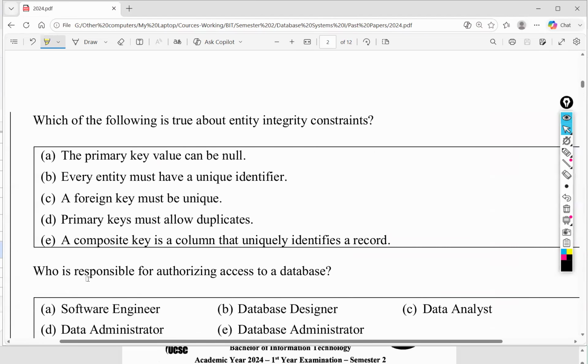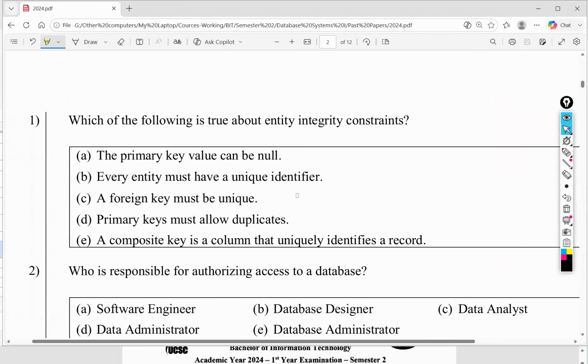Which of the following is true about entity integrity constraint? Remember, entity integrity constraint says your primary key must be unique and not null. The primary key value can be null? No, it can't be null. It must be not null, so that is definitely no. Every entity must have a unique identifier. Yes, identifier means primary key. Your primary key must be unique.